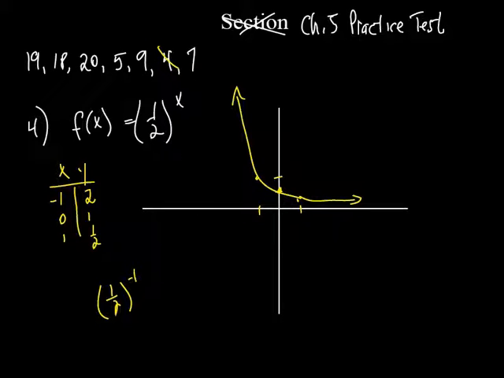Number 5. Actually, write these down so I don't have to go back up top all the time. Did you write those down? So, 4, 5, 7, 9, 18, 19, 20.